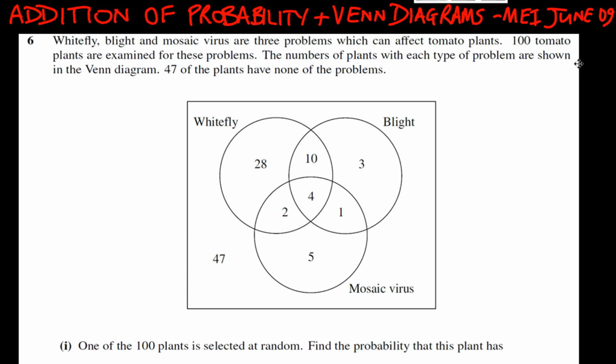Hello, this is a demonstration of a MEI problem involving the addition of probability using Venn diagrams. This sort of question, we've got a population of plants in this case, but it could be students or something of that. So it could be a survey, it could be a sample of a population.